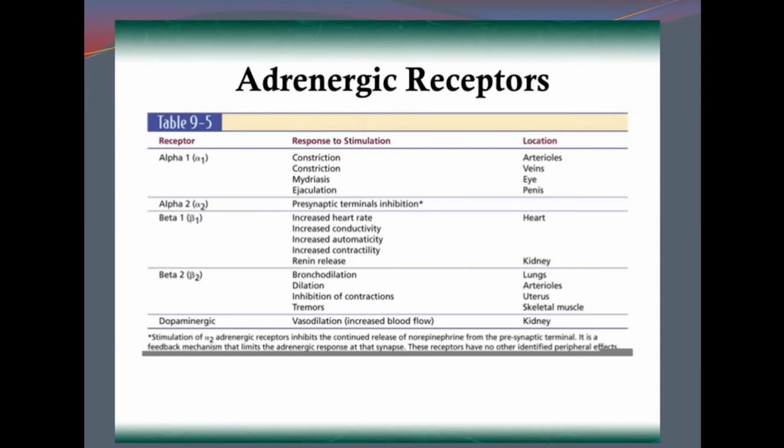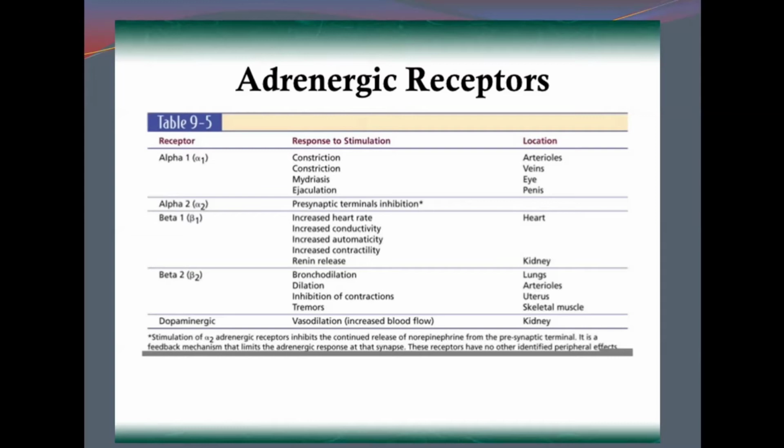Alpha 2 receptors basically inhibit the continued release of norepinephrine from the preganglionic fibers. It is a feedback mechanism which limits the action of sympathetic nervous system on response.